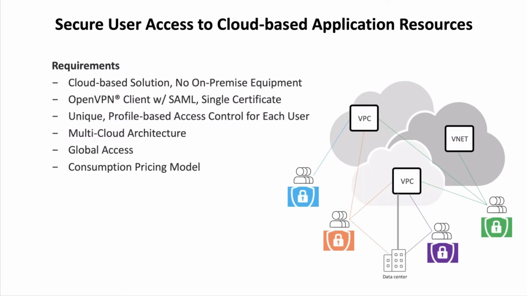So many folks are in AWS, but they also have workloads in Azure or in Google Cloud Platform. So they want the VPN solution to be able to access anywhere in the world and be able to get to any of those VPCs or VNets. And of course, a consumption pricing model. So you're only paying when somebody is actually accessing the VPN and using the service.